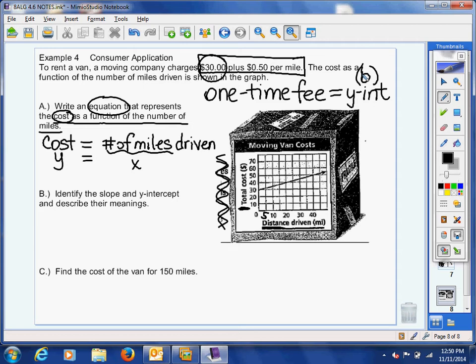Then they give us the plus, so we know we're adding to it. The cost is going to increase or be added to because we're going to be charged 50 cents every mile that's driven.